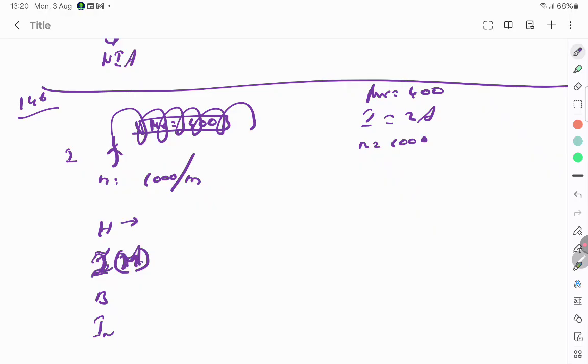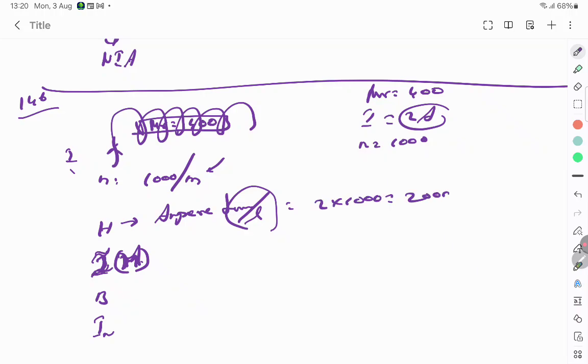They're asking for H. I know the definition says ampere turns per unit length. So ampere turns per unit length is 1000. Ampere is the current, which is 2 amps. So 2 into 1000, I directly get 2000 ampere per meter to be the magnetic field intensity H. Immediately I get the answer. If I know the definition only, I can write quick answers. Don't see the textbook for answers. I've got easier ways of solving it.